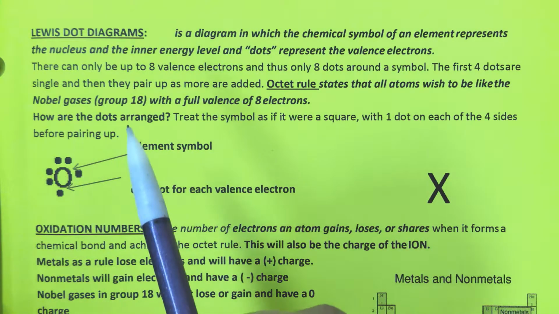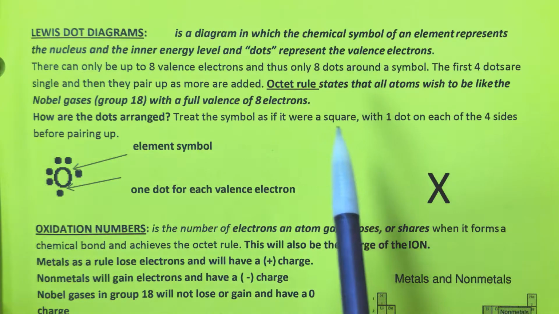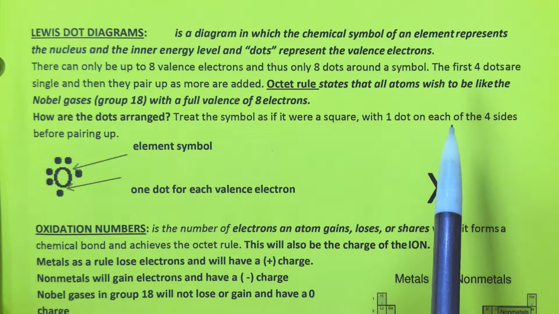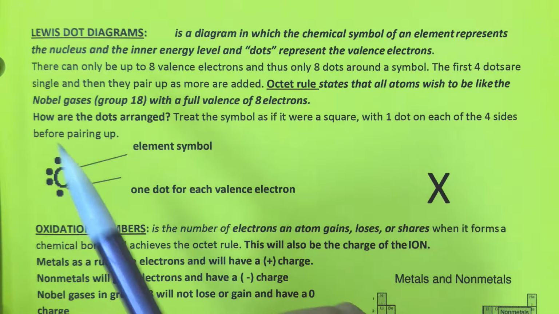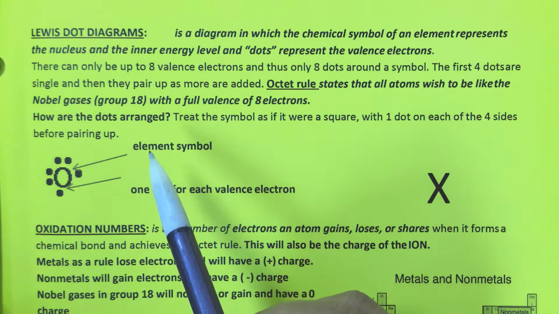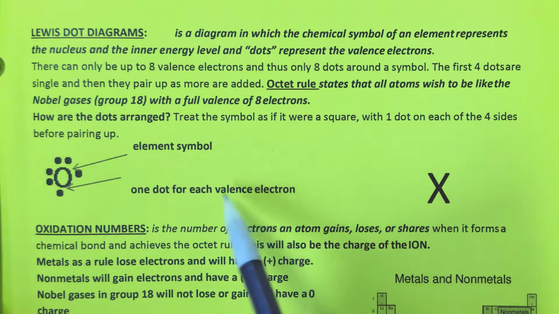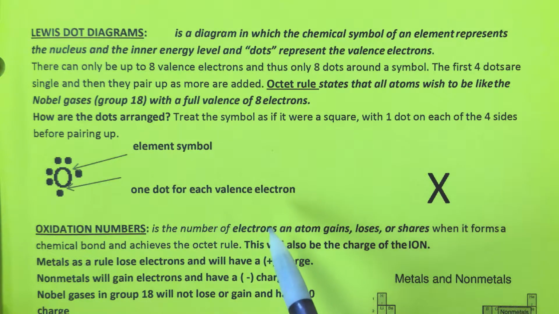Okay, so how are the dots arranged? So treat this symbol as if it were a square with 1 dot on each side of the 4 sides before pairing them up. Okay, so you guys remember that in the center is always going to be our element symbol, and then on the outside, these Lewis dots are going to represent our valence electrons.